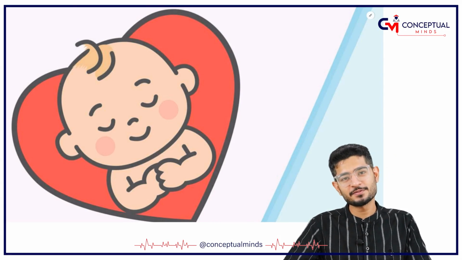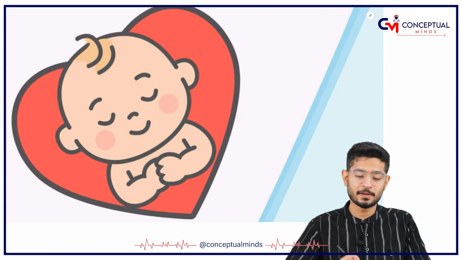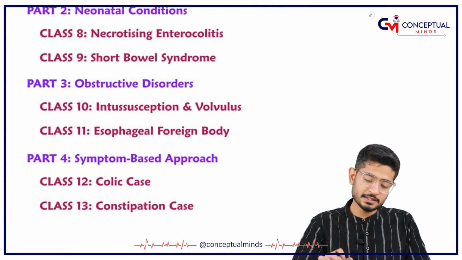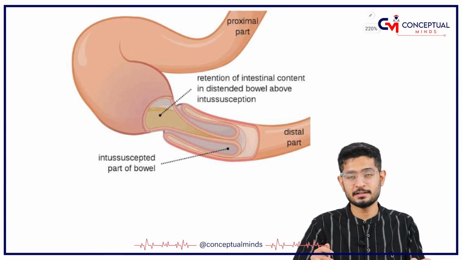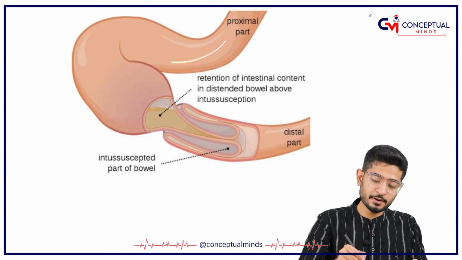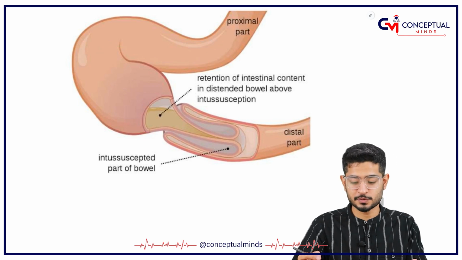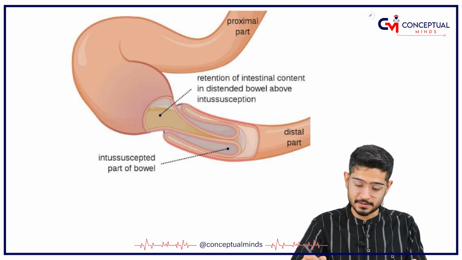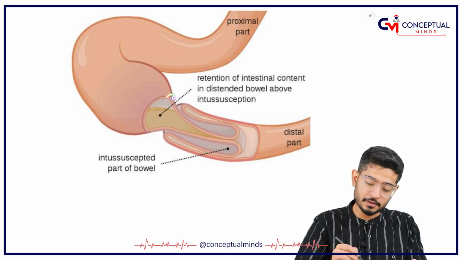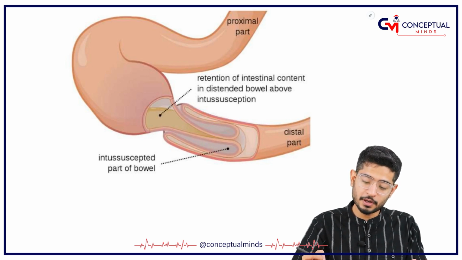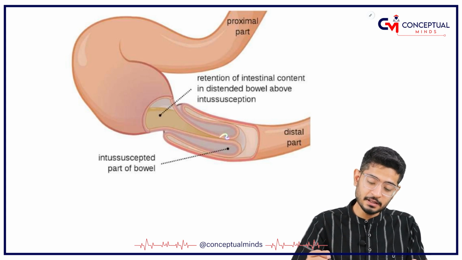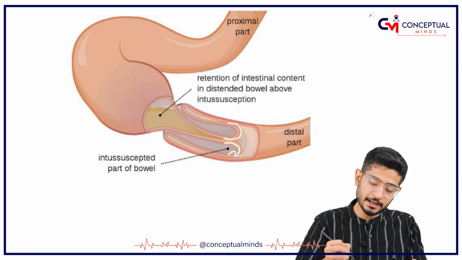The topic of discussion for today's class is intussusception. Now, please look at this very important diagram in order to understand intussusception. This is the proximal part of the intestine which was coming, and this is the distal part which is going away. What happens is that the proximal part, which is this, is going to get folded into the distal part like this.